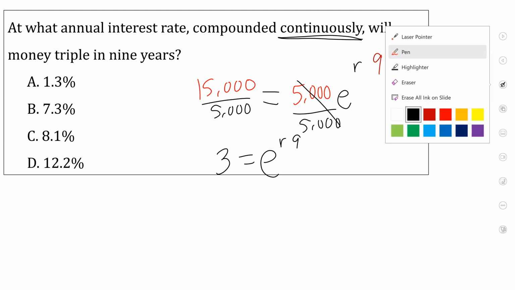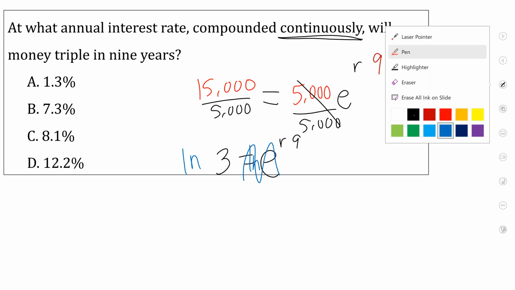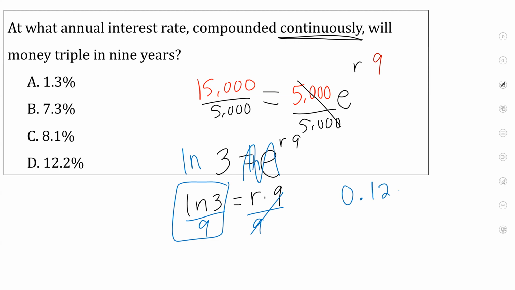All right. So what do I do to both sides? ln. ln and e cancel. So we are left with ln of 3 equals r times 9. Then you should divide both sides by 9. Can you guys type this into the calculator and tell me what you get? 0.122. Let's turn this into a percent. So yep, you move the decimal over 2 times, it becomes 12.2%. So that is your rate, 12.2%.